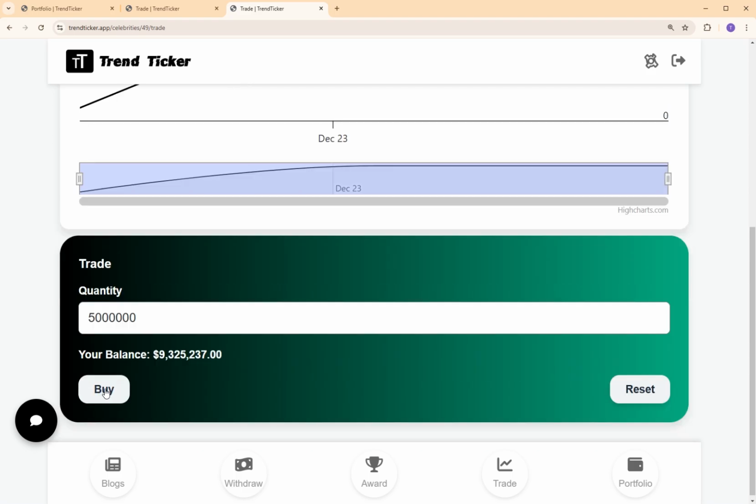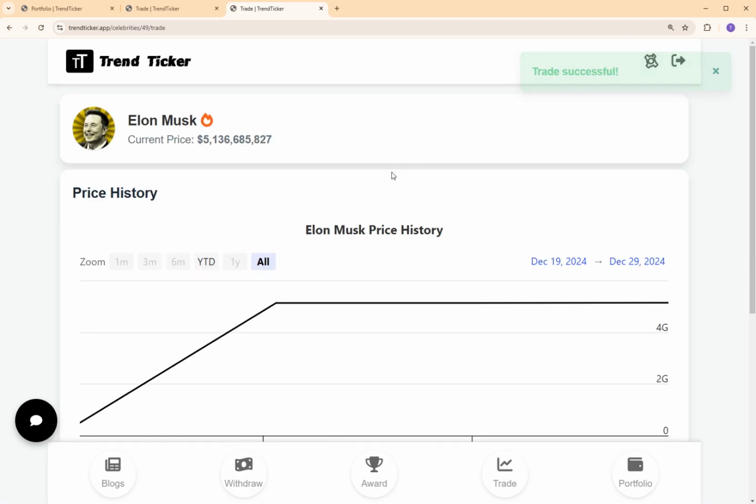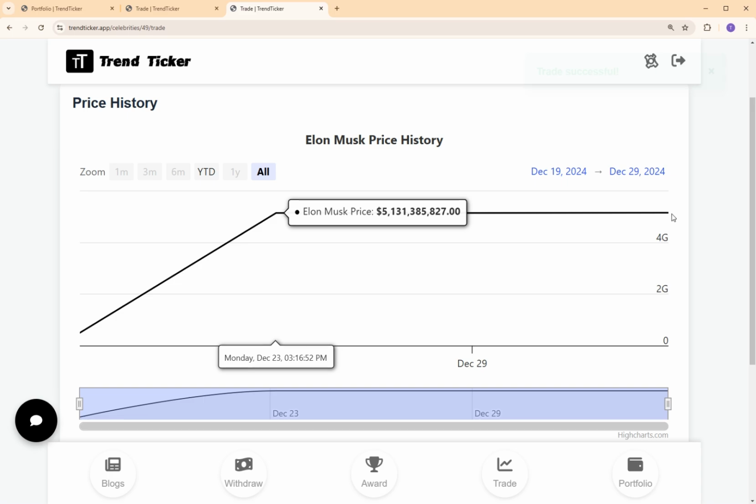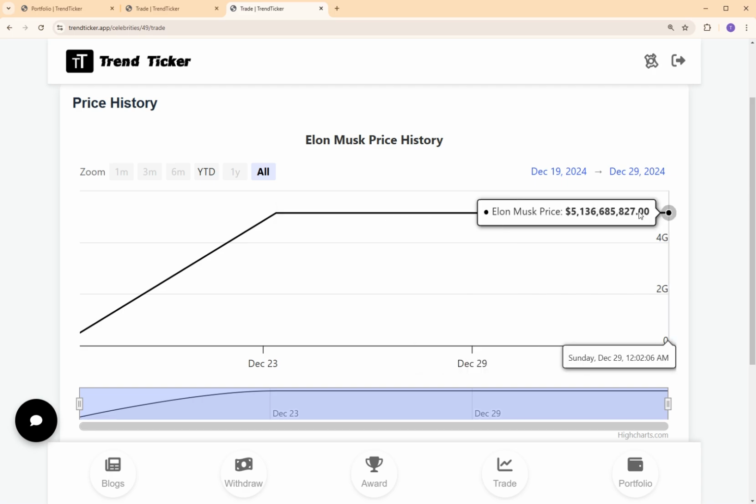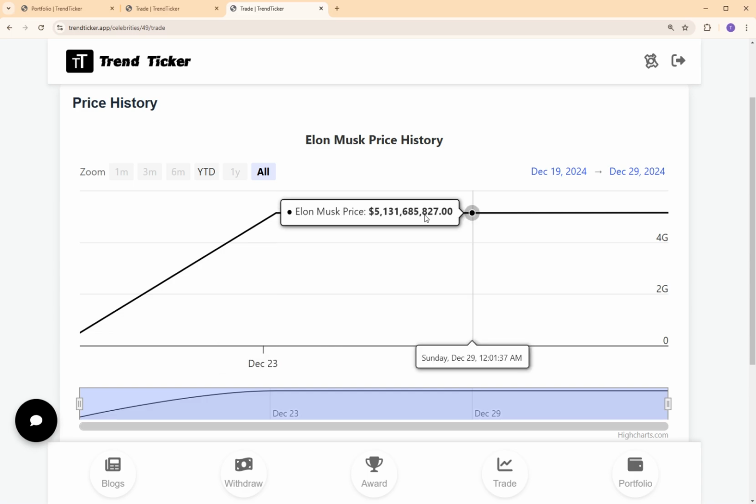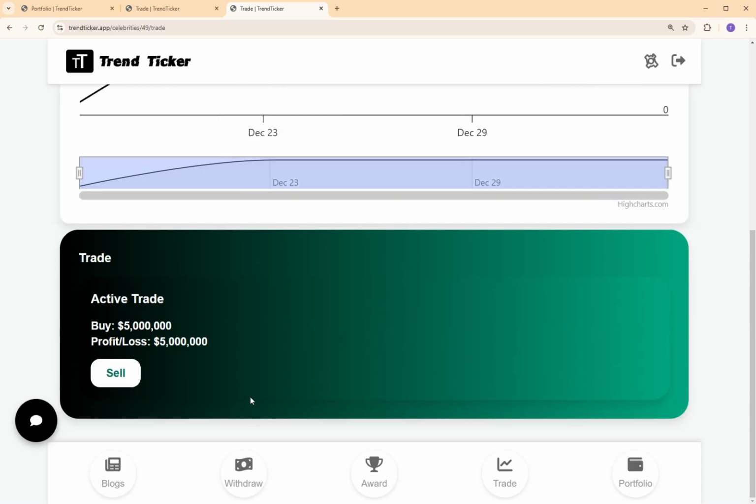After buying, Elon Musk's price increased slightly. Now we have an active trade of $5 million in Elon Musk. Let's monitor the price to see if it rises or falls. Okay, the chart just moved and someone sold their trade, which caused the price to fall. If you sell while the price is low, you'll incur a loss. Your profit or loss depends on the percentage change in the price.